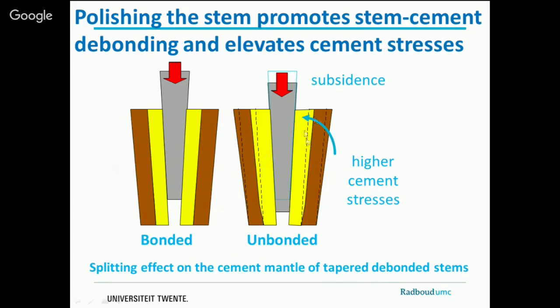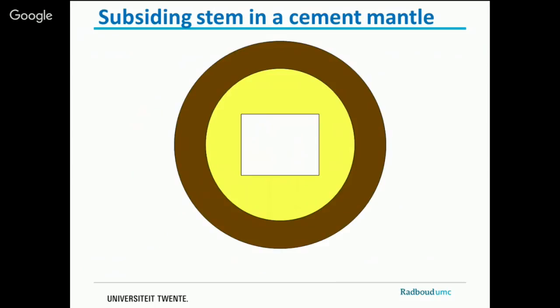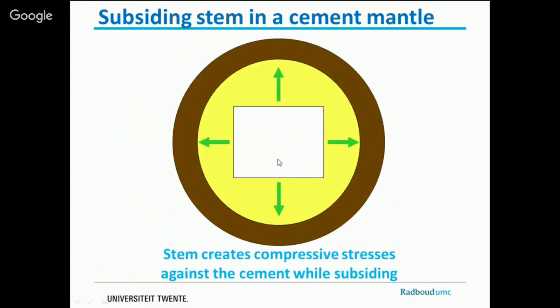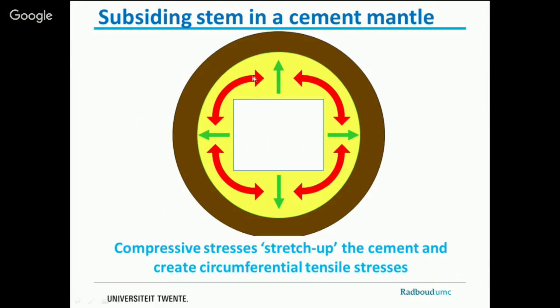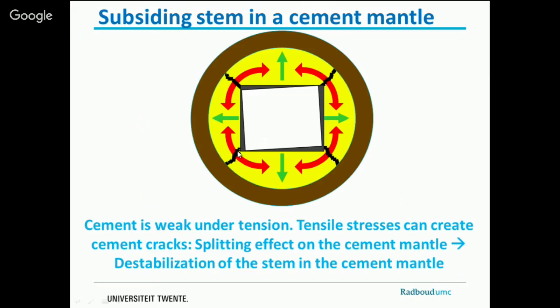And because we talked about that earlier, if the stem migrates, it's going to create circumferential stresses. And that's shown here. So the diameter of the stem is going to increase due to subsidence, right? It's going to compress the cement aside. Yeah, there's going to be circumferential stresses, and then if the stresses are too high, it's going to create cracks in the cement, typically around the corners of the stem, because there's a stress intensity.